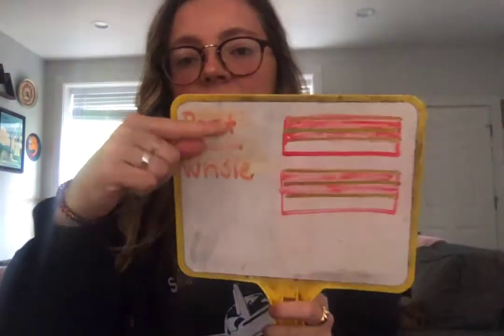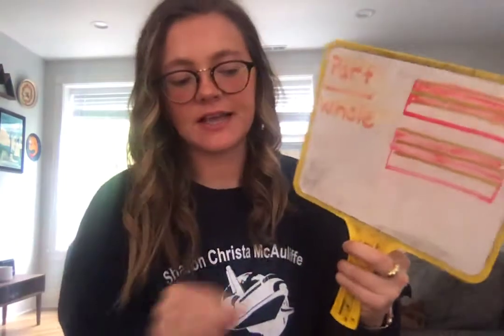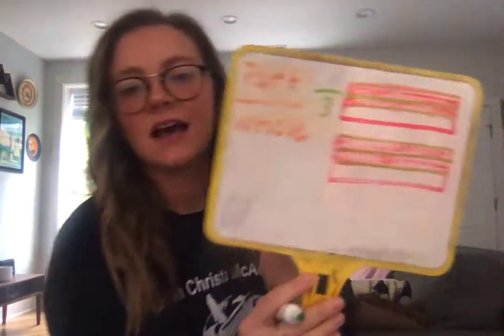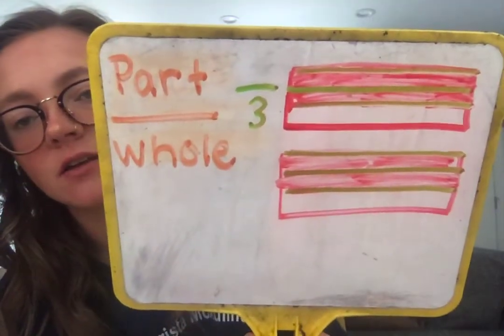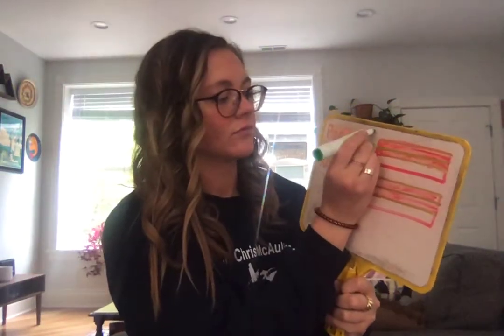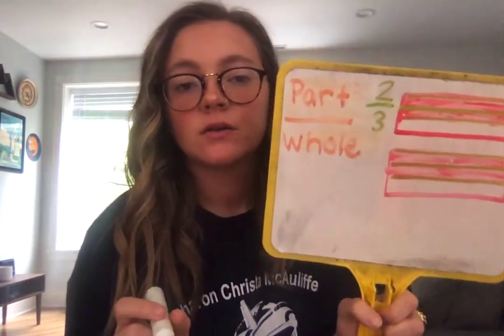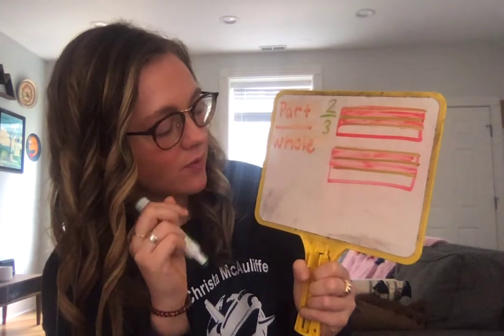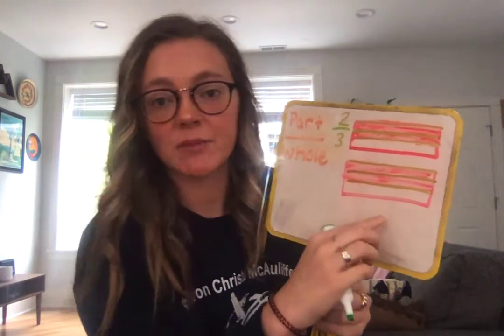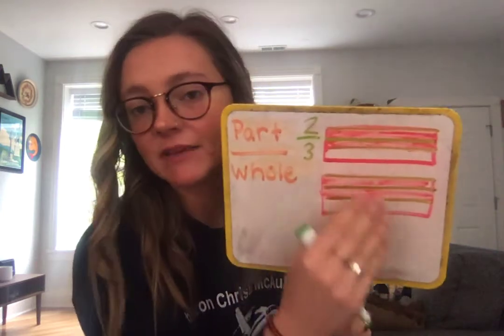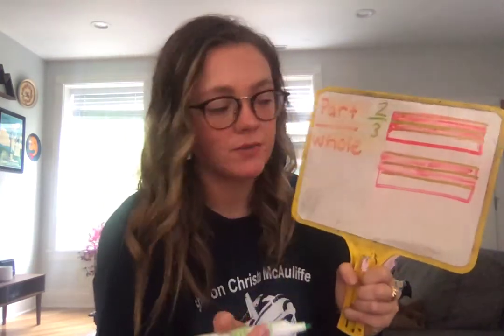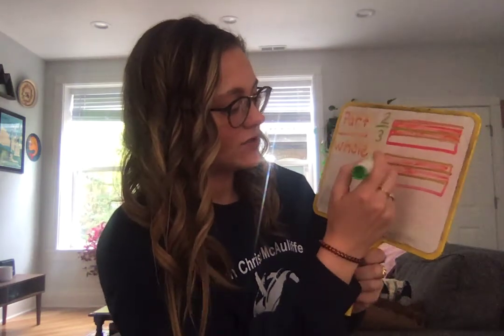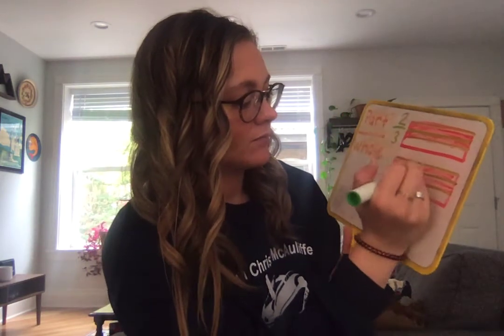Okay, so in both of these shapes, we have 1, 2, 3 sections. So that's the whole. And in this top shape, how many of those 3 sections are colored in? 2. So one way that we can make an equivalent shape is if I break this shape up, it's still the same exact amount that's colored in, but I'm going to have new numbers to represent my fraction. So I'm going to choose to break this shape up in half.